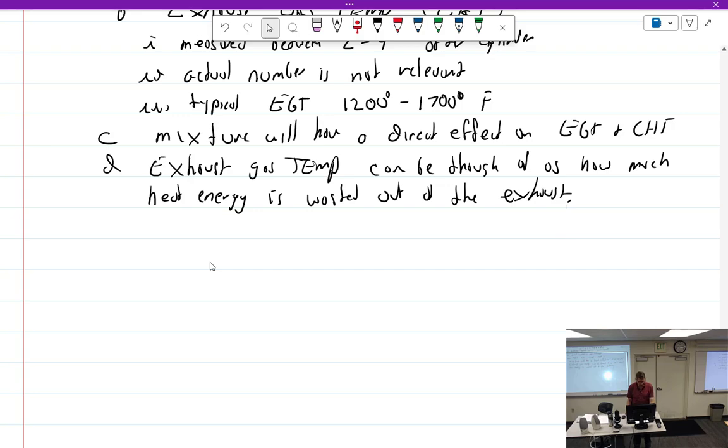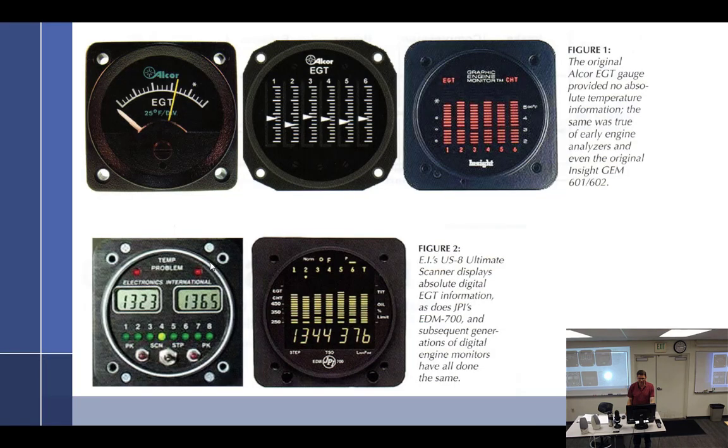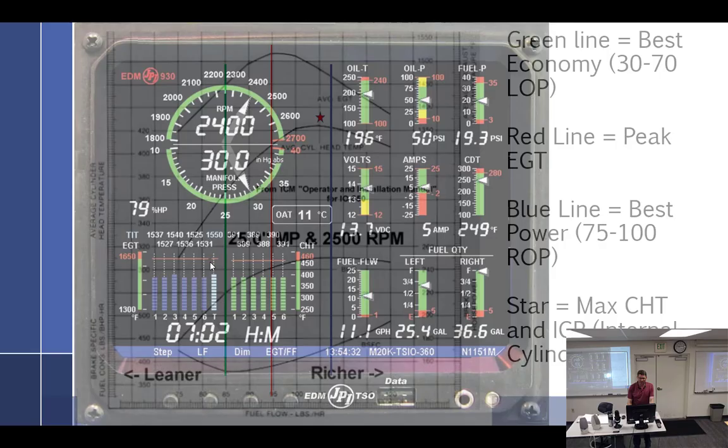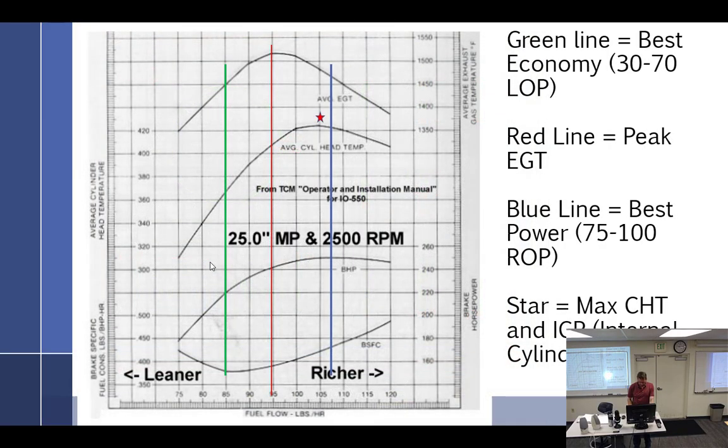All right, power ratios. Let me see what I got here for power ratios. So see the slide. All right, this is off an IO-550 Continental. Let's see power ratios. This is what I want.